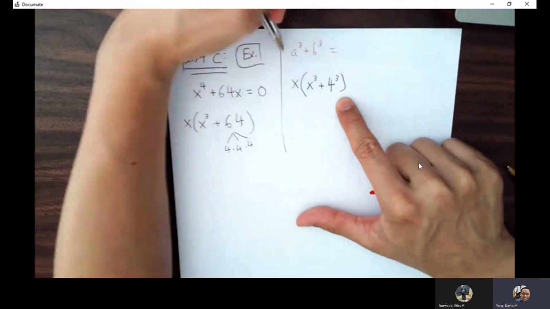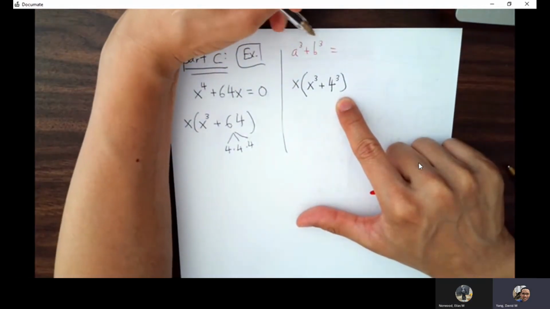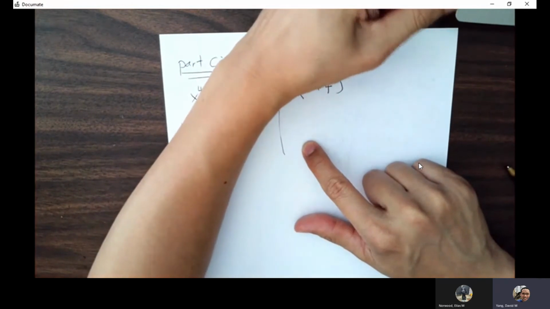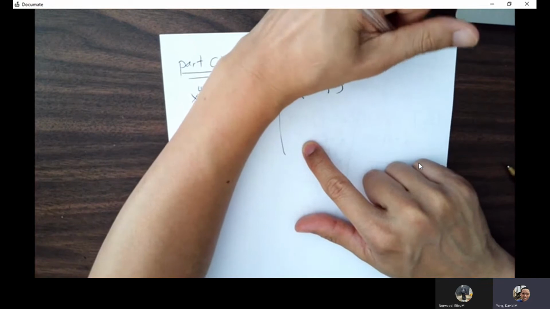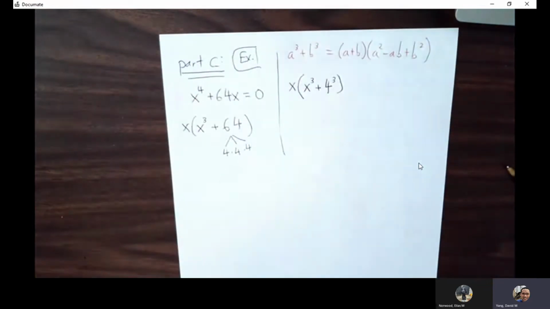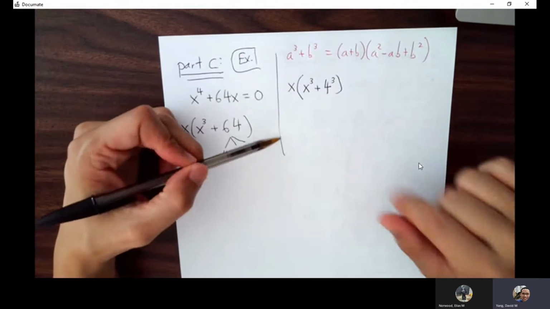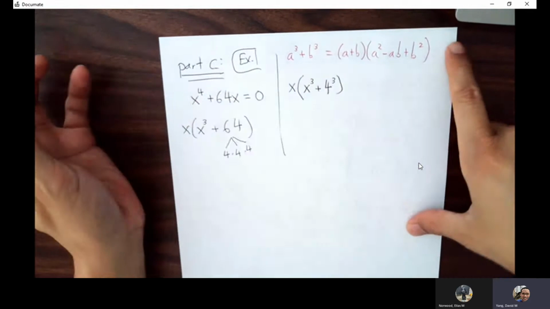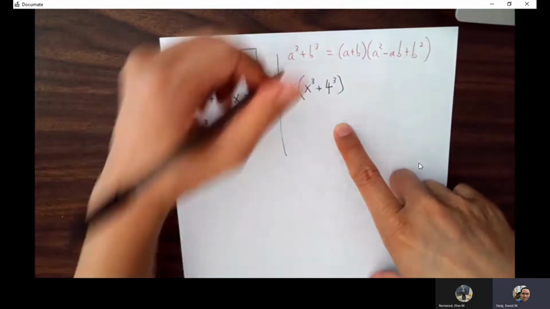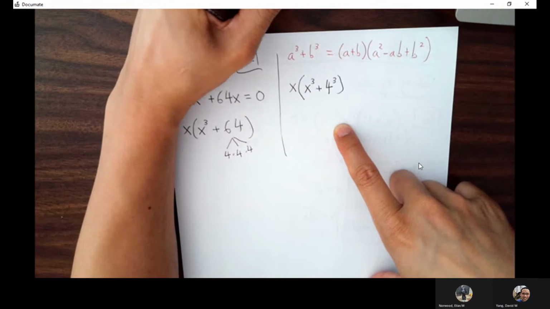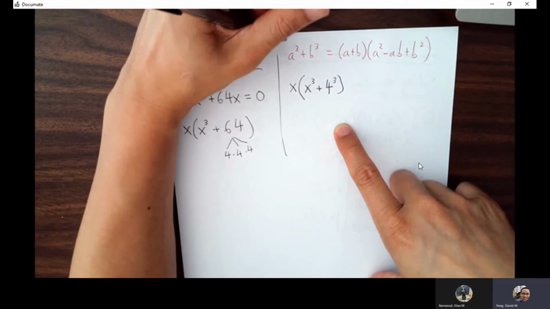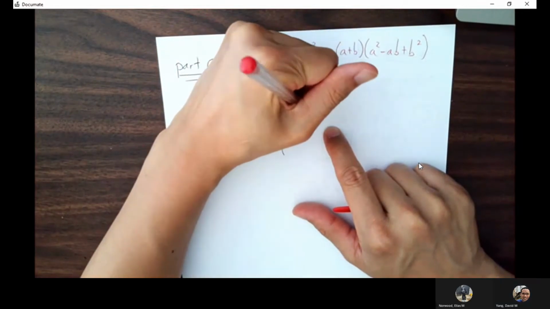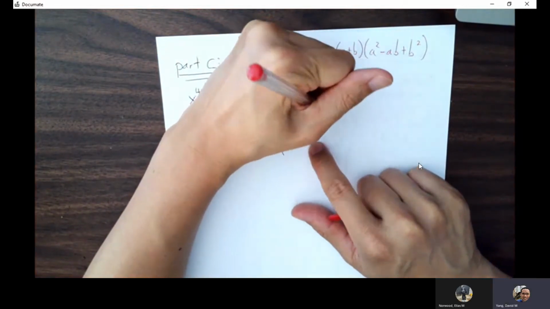Okay, so there's a special way that we can split this up. And it looks like this: a plus b times a squared minus ab plus b squared. So there's a formula there. It's called the sum of cubes. So we're going to break this x cubed plus 4 cubed into parentheses using this rule. We're going to treat the x as the a value, and the 4 as the b value.